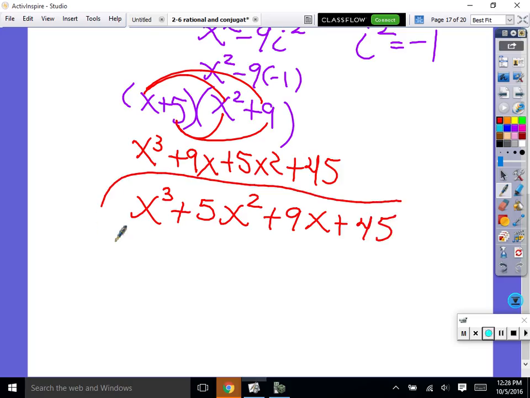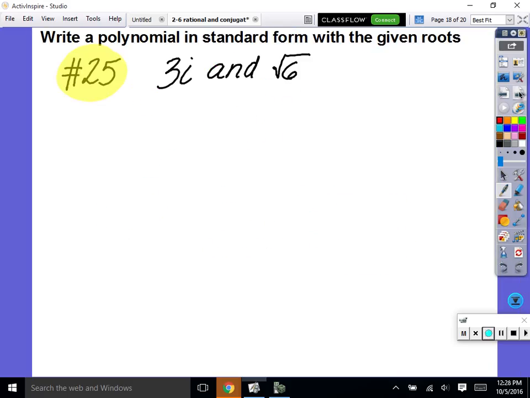Now, if we would have worked backwards and solved it, we would have ended up at those solutions that we have at the top. Does everybody understand how to do it? One more? Okay, number 25.